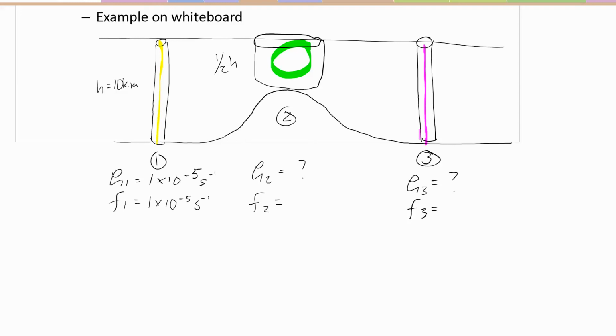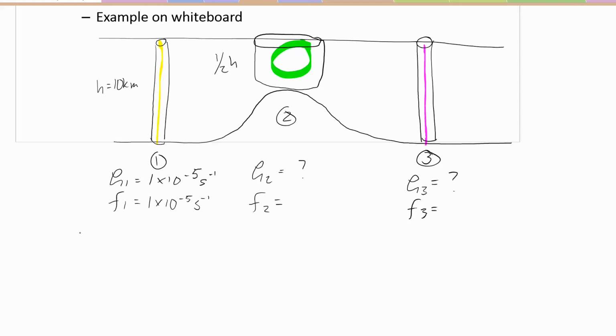So let's take a look at what's going on. Let's assume that we calculated zeta 1, relative vorticity of 0.1, 1, 2, 3, they're numbered, and we said it's 1 times 10 to the minus 5th per second. And F1, we calculated that based on the Earth's rotation rate and the latitude that we're at for this particular question. And we calculated that at 1 times 10 to the minus 5th per second. That's second to the minus 1, by the way.